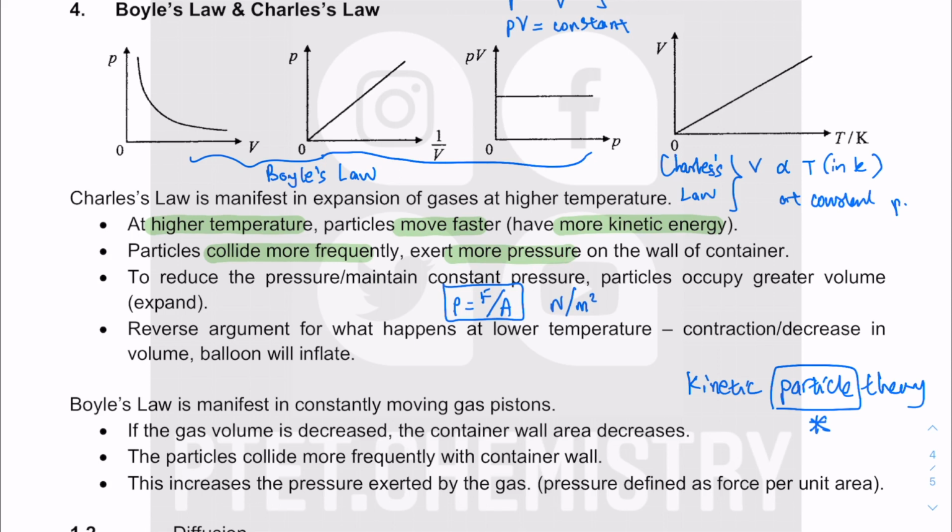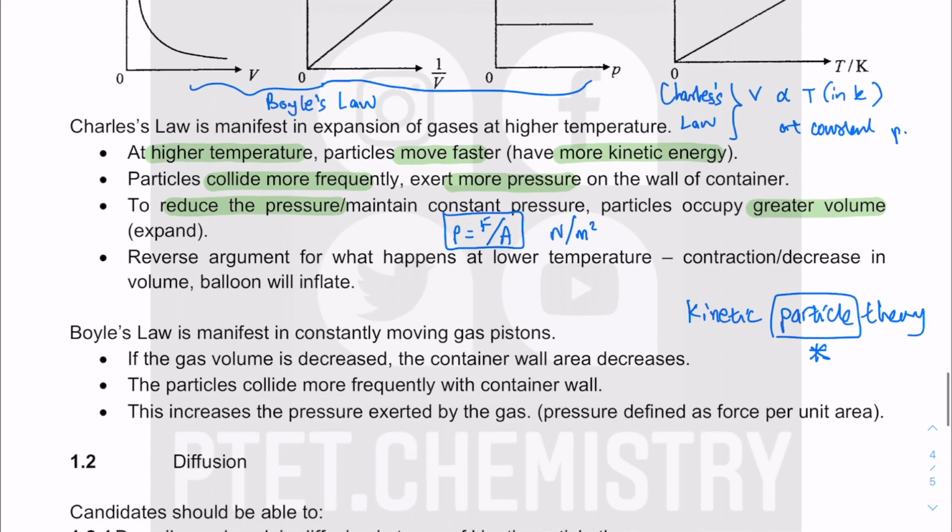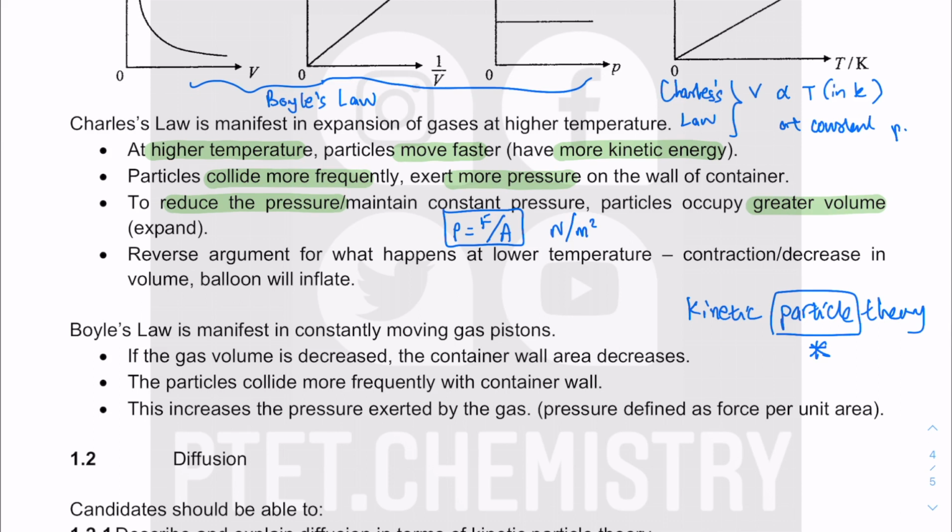And to reduce the pressure, the gas will occupy greater volume, because we are talking about constant pressure. So all of these are important to reduce the pressure or maintain the pressure. Therefore, it will occupy greater volume. I'm not sure if I should talk about expansion. Or maybe that's all right, I guess.